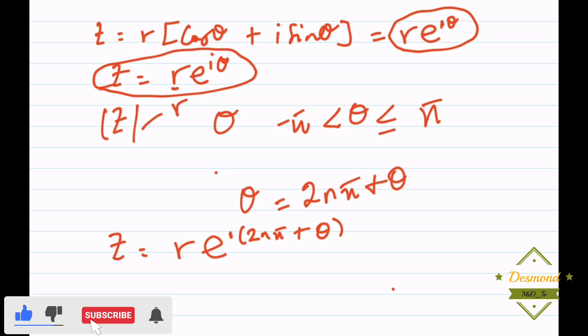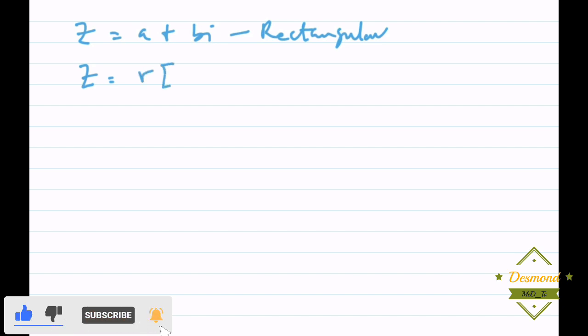Very simple. So these are the things that you need to know. Let me write them here. First of all, z can be equal to a + bi. This is the rectangular form. And we have z = r (cos theta + i sin theta). And this is the polar form.